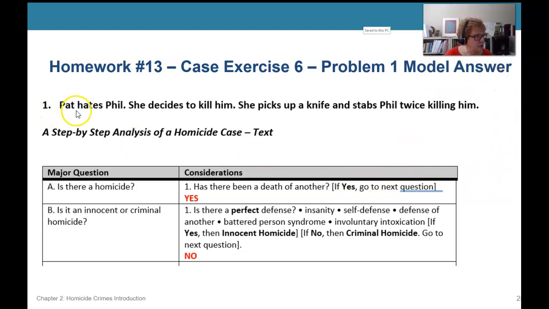So we have the question. Pat hates Phil. She decides to kill him. She picks up a knife and stabs him. It will be critically important to use the step-by-step analysis form that I've provided to you in order to get to the correct answer rather than simply guessing.